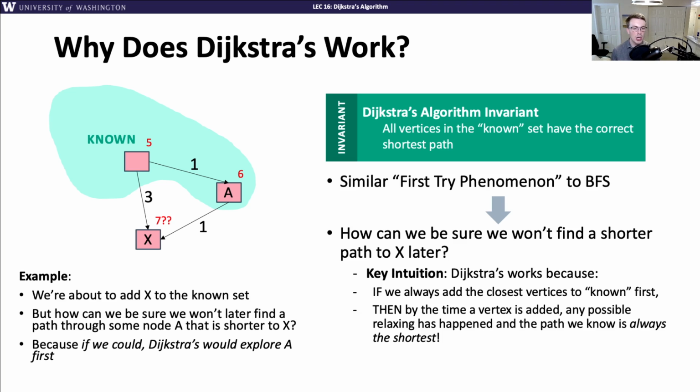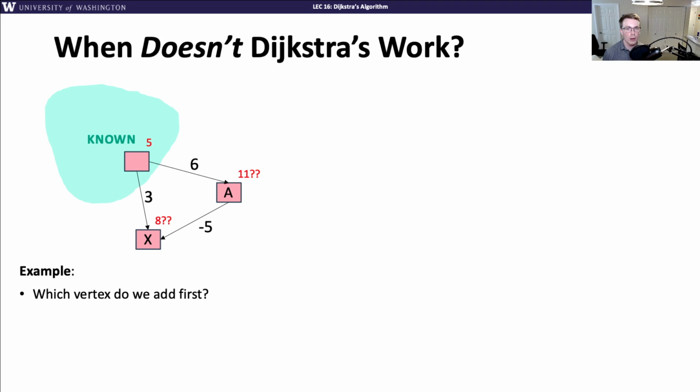So our key intuition here is that Dijkstra's works because if we always add the closest vertices to our known set first, then by the time a vertex is added, any possible relaxation has already happened. There's no way to have a future relaxation that would actually be shorter.